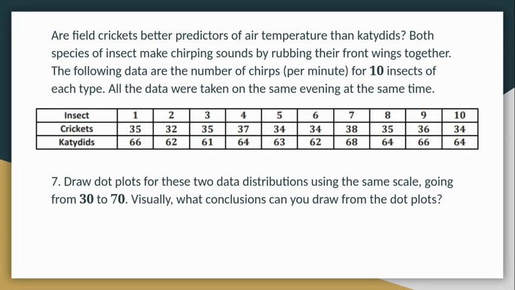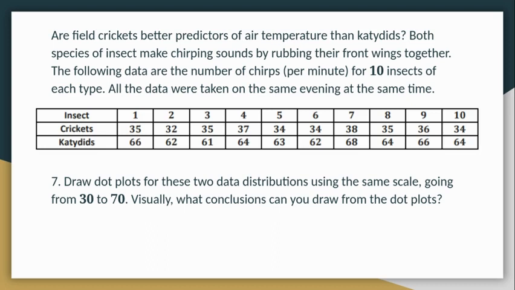Skip to exercise 7 on your independent practice. Are field crickets better predictors of air temperature than katydids? Both species of insect make chirping sounds by rubbing their front wings together. The following data are the number of chirps per minute for 10 insects of each type. All the data were taken on the same evening at the same time.